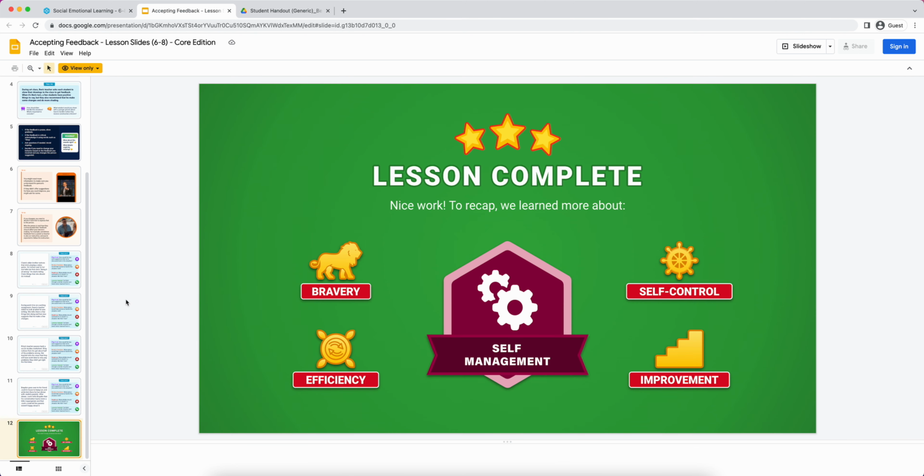And then the end of the lesson has this kind of level complete video game graphic. That's the goal here. But it has that learning badge from the front of the lesson from slide 1.